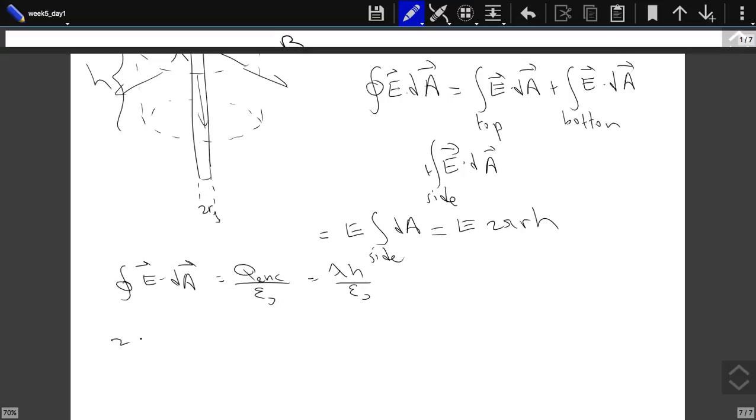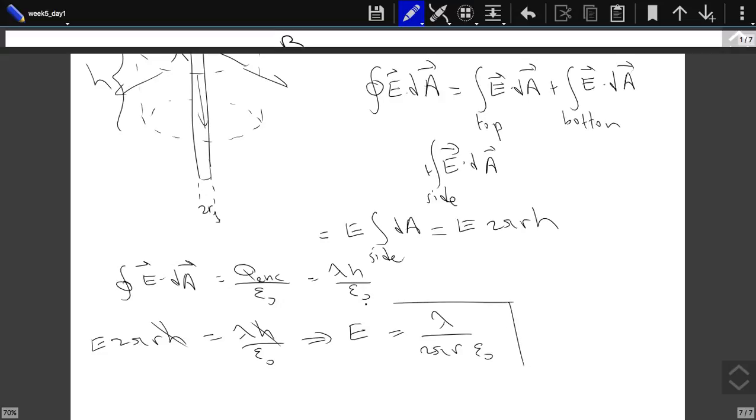So just equating the two, E times 2 pi r h should be equal to lambda h over epsilon 0. h cancels. So E is equal to lambda over 2 pi r epsilon 0. This is the electric field of a cylinder, with charge per unit length lambda.